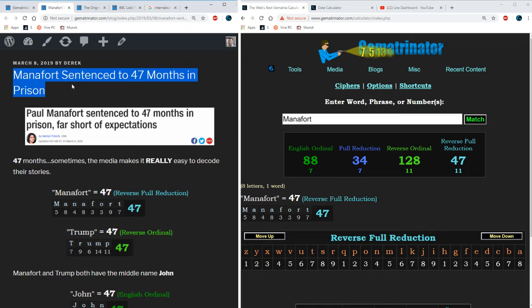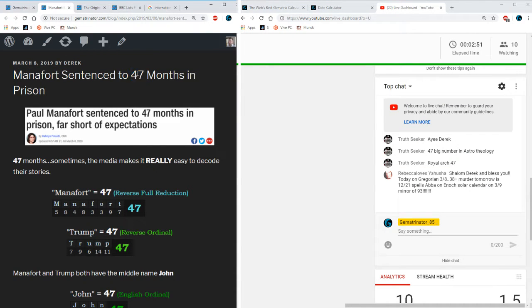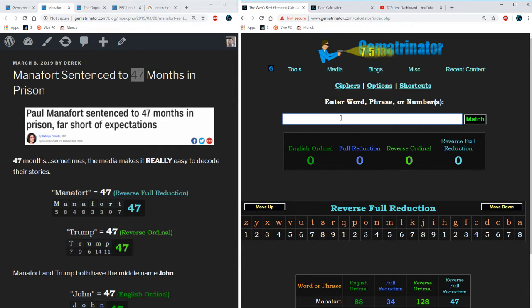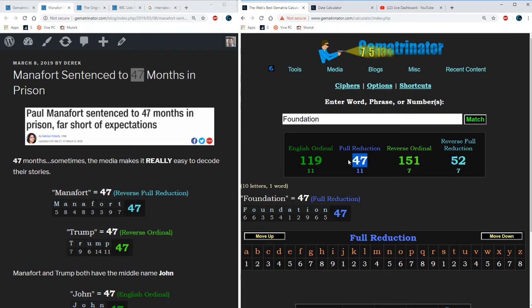So as I mentioned early on, Manafort was sentenced to 47 months in prison. And 47 is a very significant number to this study. Think about how the Bible begins with the book Numbers. Actually, it doesn't begin with that book. It's the fourth book, right? 4 being the number of foundation. And the fourth prime number is 7. The word foundation, summing to 47, it's the 47th problem of Euclid that Freemasonry uses to establish foundation.